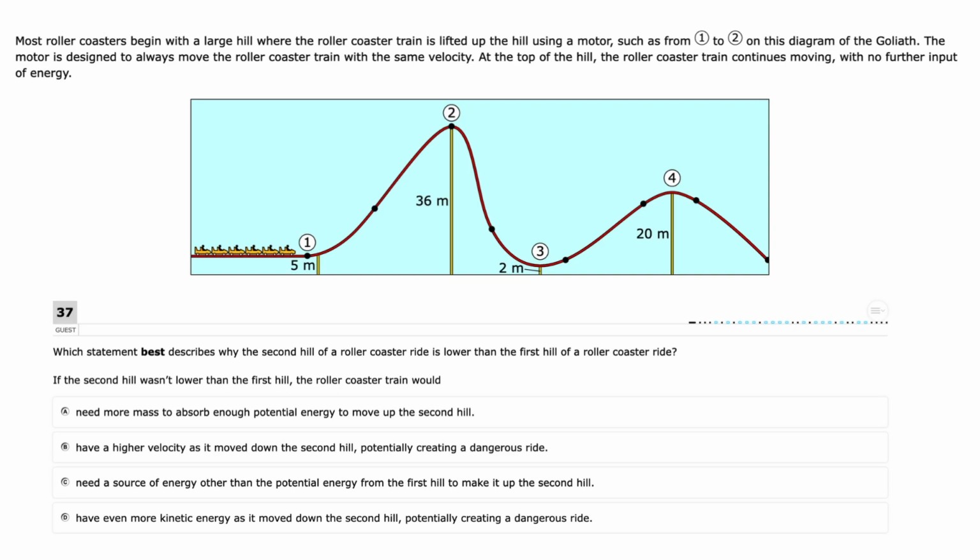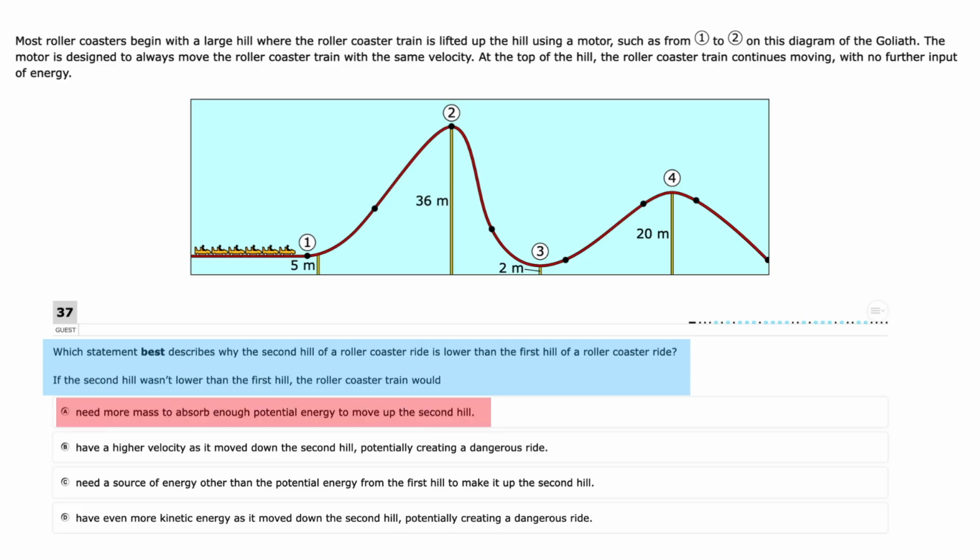This question is asking why the second hill of a roller coaster is lower than the first hill. The diagram shows that the roller coaster is lifted by a motor up to the top of the first hill at point 2, which is 36 meters high. After that, the roller coaster moves on its own, with no additional energy added, using only the energy it gained from the first hill. The second hill, at point 4, is only 20 meters high. Students are asked to select the statement that best explains why the second hill is lower.